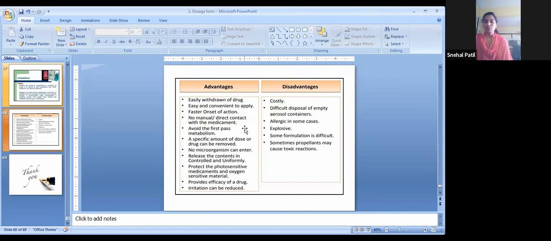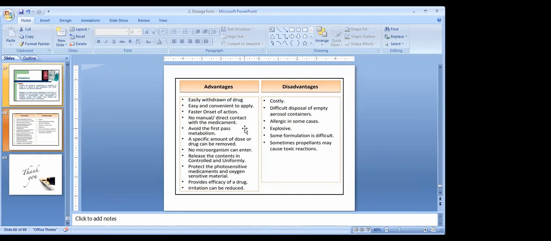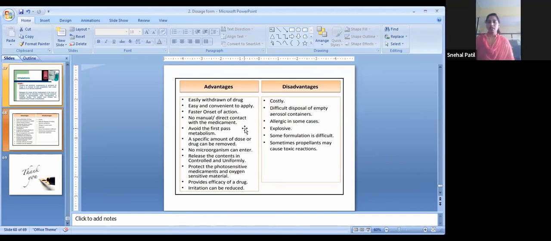So the next is to provide the efficacy of the drug. Next is the irritation can be reduced. These are the advantages of the dosage form. You understand the advantages of the dosage form? Yes. The dose is convenient to apply, easy to apply.